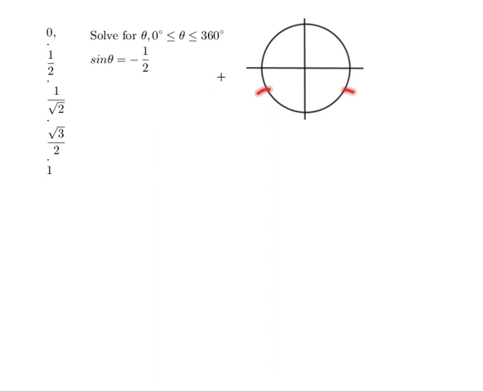Looking for the angles that have a sine value of negative half, 3 and 4, and I've marked them 3 and 4. Really important. I notice that they are the angles that are closest to the x-axis, which is the 30-degree angle family. So my first angle is going to be 180 plus 30. My second angle is going to be 360 minus 30.